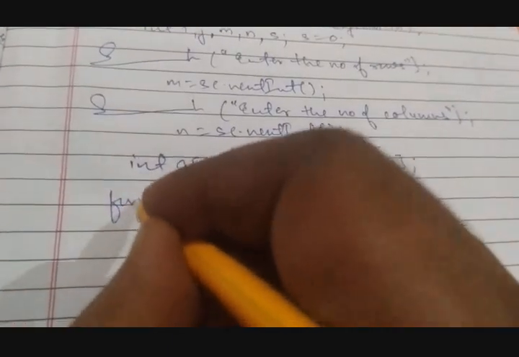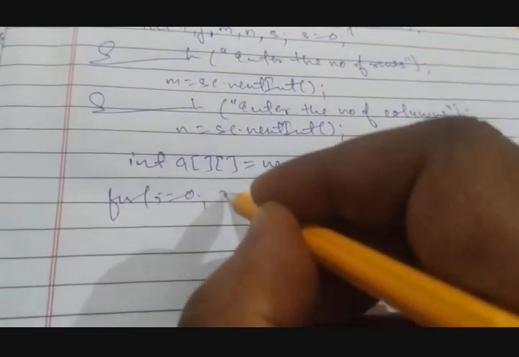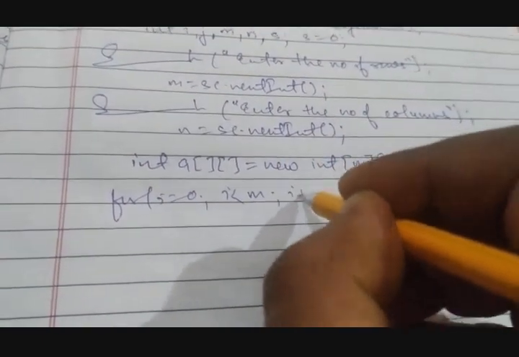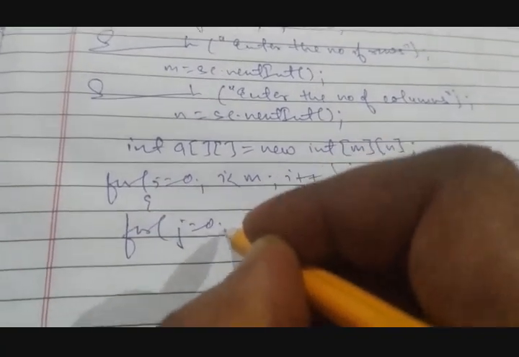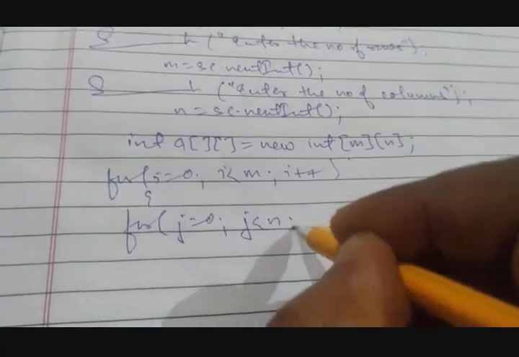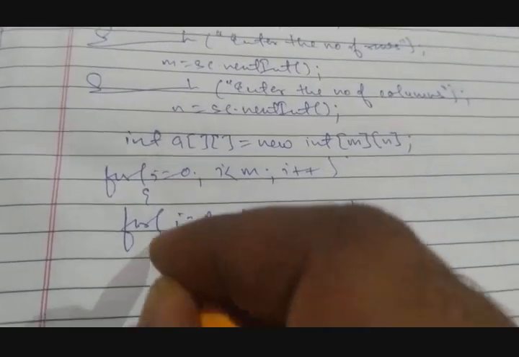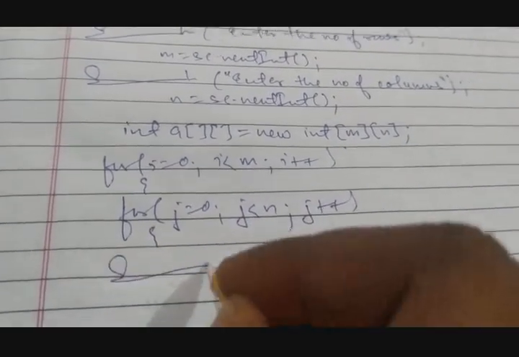For element entry: for i equals 0, i less than m, i plus plus; for j equals 0, j less than n, j plus plus. Now, Sublime.